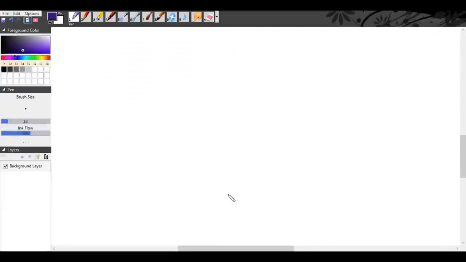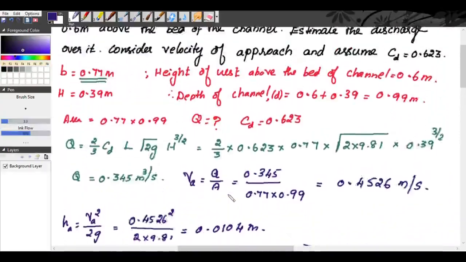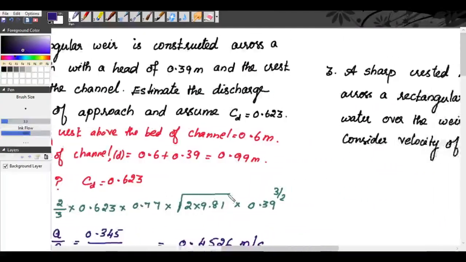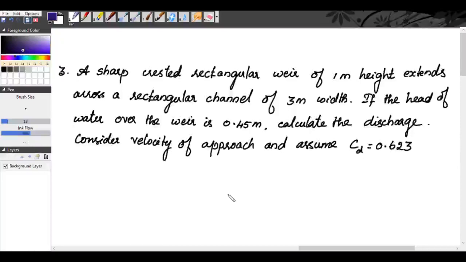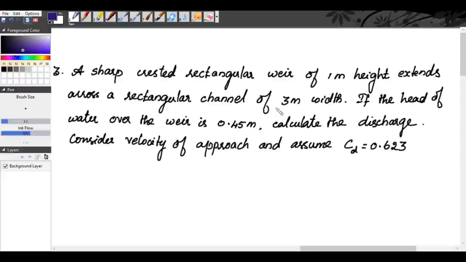Okay, we will move on to the third problem. Last problem of today's class. So third problem is a sharp crested rectangular weir of 1 meter height. So height of the weir is 1 meter. It extends across a rectangular channel of 3 meter width. So B is equal to 3 meter. Height of weir is equal to 1 meter.